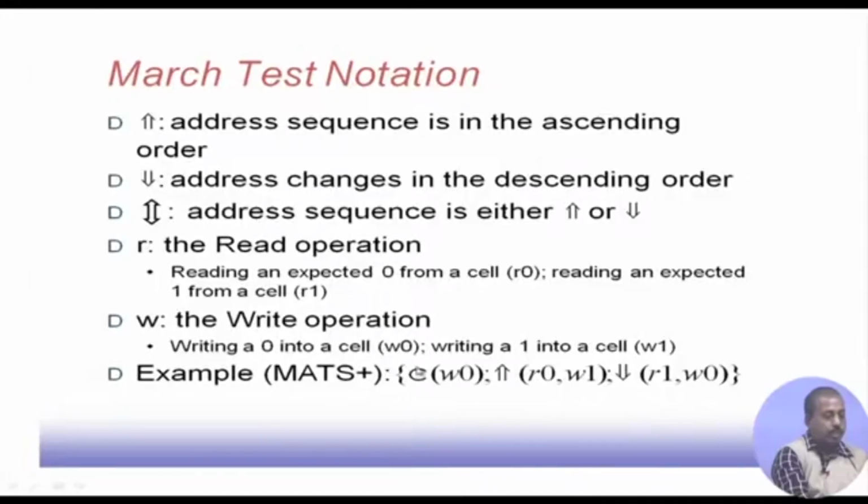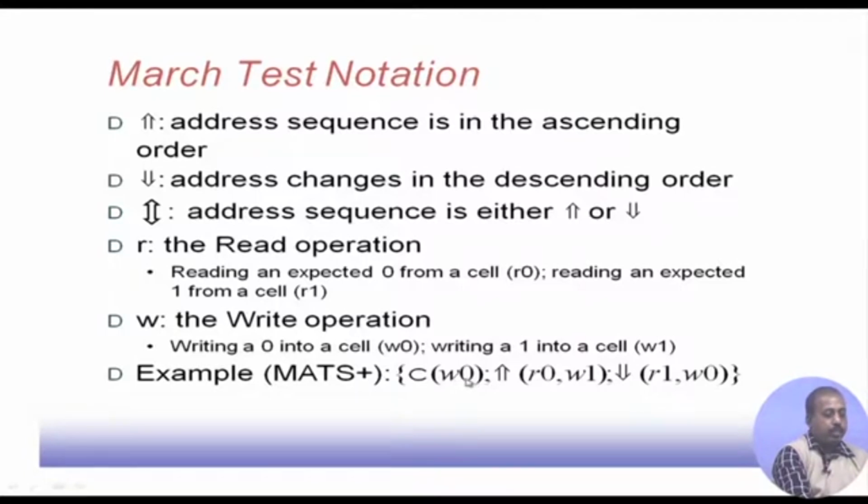Sorry, this is not the right symbol; this is a problem of this PowerPoint. This particular symbol should be there. It tells that first we apply this write 0 in any order, upward or downward, it does not matter. This is the first march element. So, for all the cells we are writing 0. Maybe if we follow upward addressing, then for all the addresses or all the locations it has written 0.